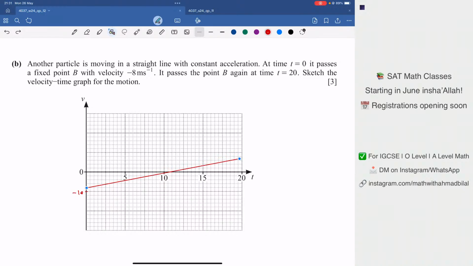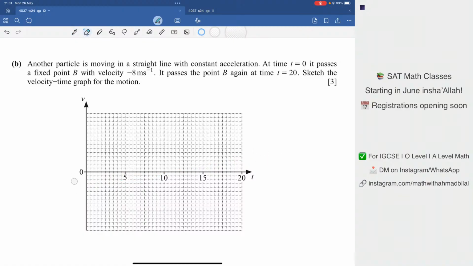We can keep bringing it down. It should pass through the x-axis exactly in the middle of 0 and 20. That would ensure that this area and this area are both equal to each other. Why do they have to be equal? Because the particle is returning to the point B. Whatever distance it travels in one direction, while the velocity is negative, it should be the same distance that it travels in the other direction. Okay? So that's the idea.